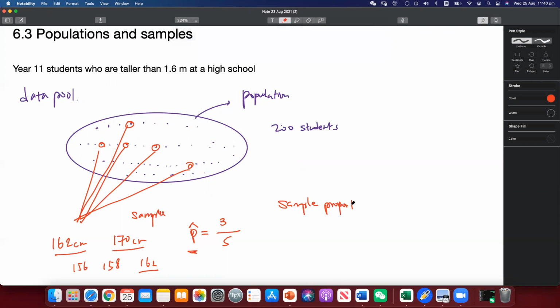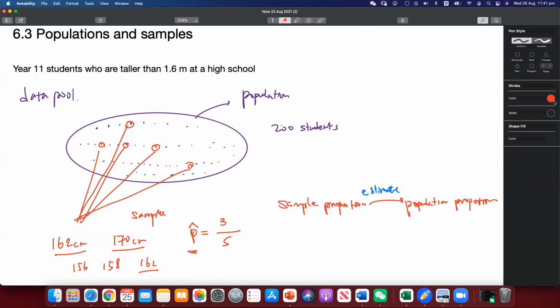We're using the sample proportion to estimate, this more efficient way, your population proportion. So we say, given this sample of 3/5, we claim that 3/5 of the year 11 students at the school are taller than 1.6 meters. That's what we are trying to do. We're using the sample to estimate the proportion of this population.